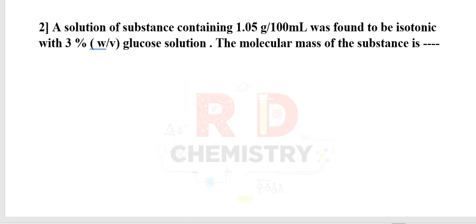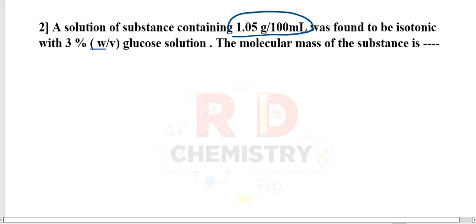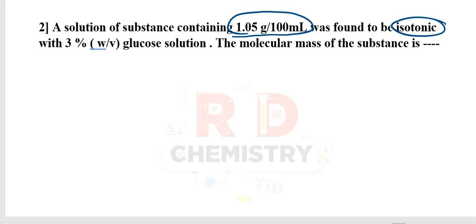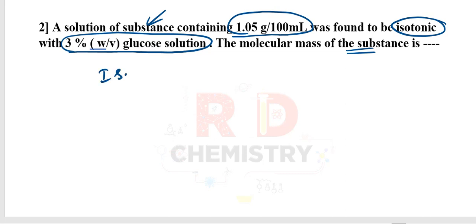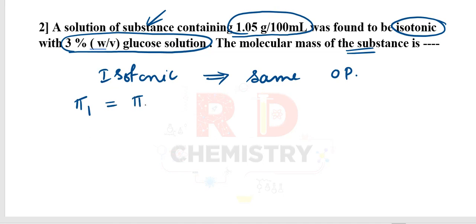Read the second question. A substance containing 1.05 gram per 100 ml was found to be isotonic with 3% weight by volume of glucose solution, and this is the unknown solution. First, find out the molar mass of the solute in the unknown solution. First of all, what do you mean by isotonic solution? Isotonic solution means two solutions have the same osmotic pressure. That means osmotic pressure of the first solution is equal to osmotic pressure of the second solution.